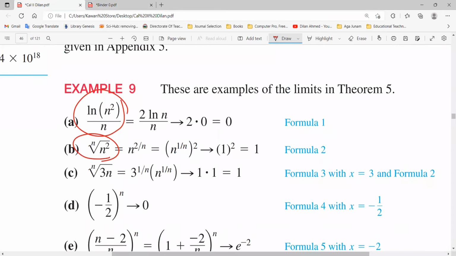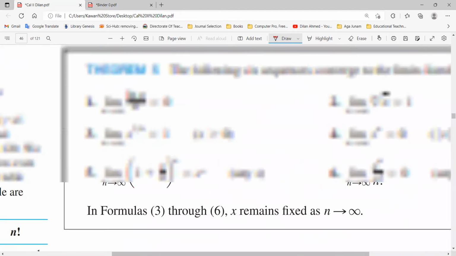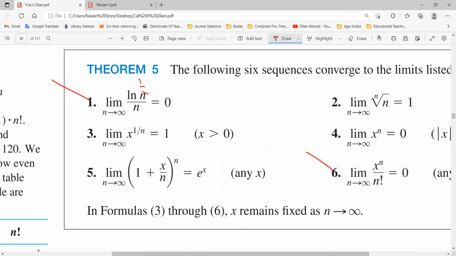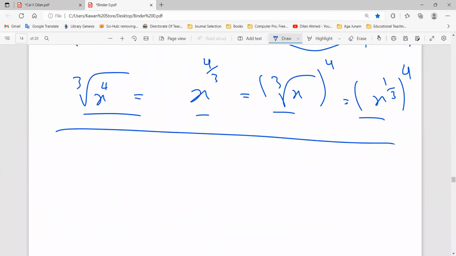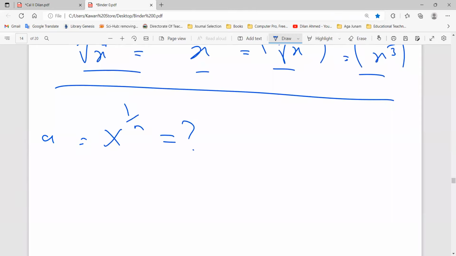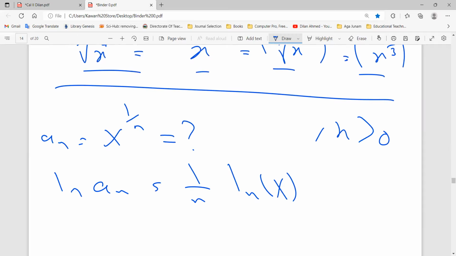Again, you can see from here, we have formula 2. The third formula, look how we have x and n here. Why? Because x here means a number. Which number? Greater than what? 0. So how about x^(1/n), is equal to what? I don't know. So again, say an. Ln of an will be 1 over n times ln of x. x is any number greater than 0.